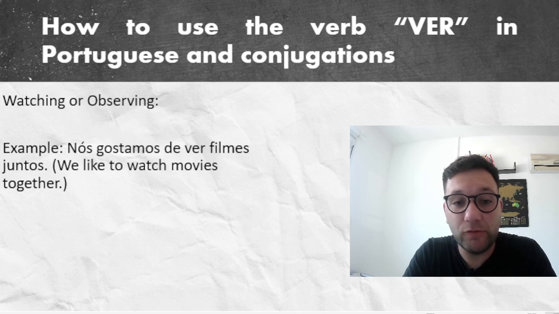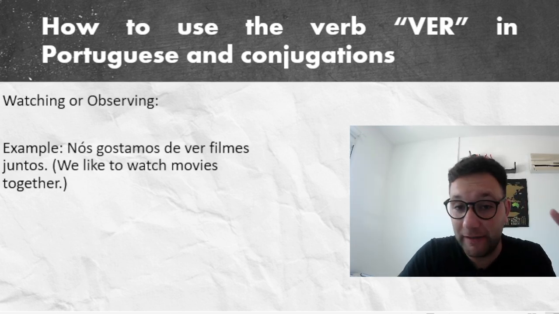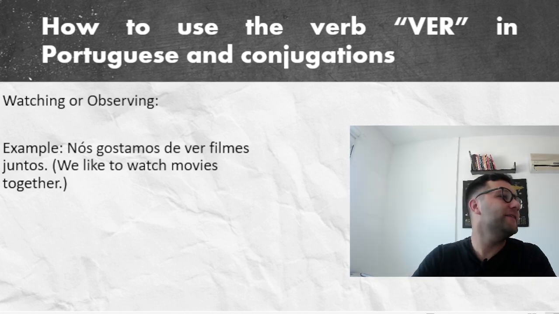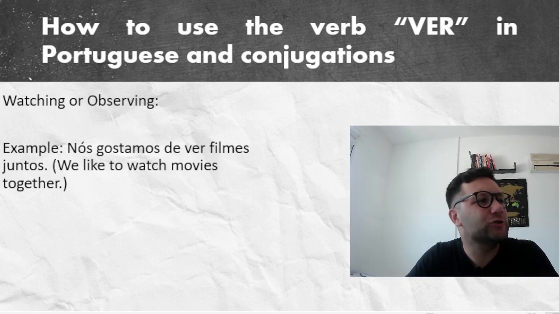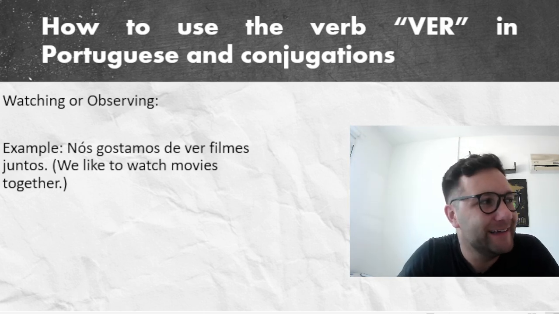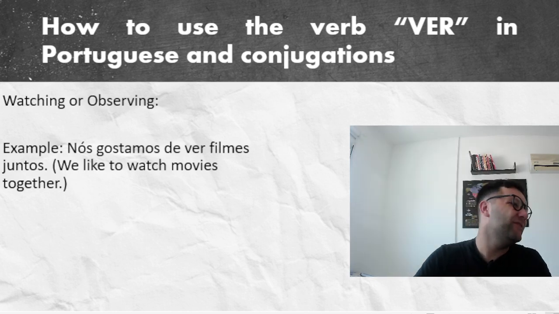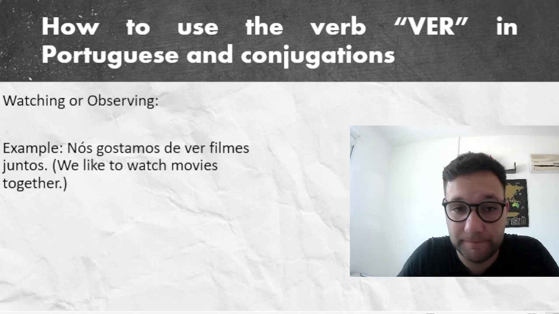But also we use the verb ver as to watch or observe. For example, when I say estou vendo meu cachorro, I'm seeing my dog, I can also use this sentence in the idea of observing, taking care. Estou vendo ela. I'm taking care of her.